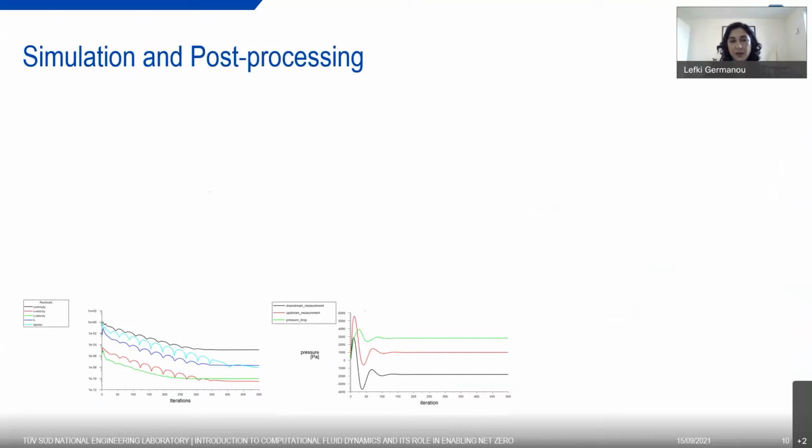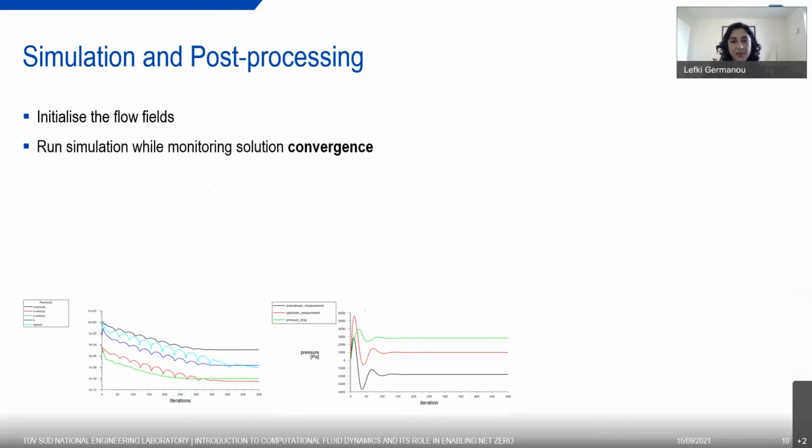Then it is time to start our simulation. First, we need to initialize the flow fields, and then we can run the simulation. However, we should monitor the solution convergence. Convergence in a steady state simulation means that the field variables are no longer changing as the simulation progresses and we have more iterations.